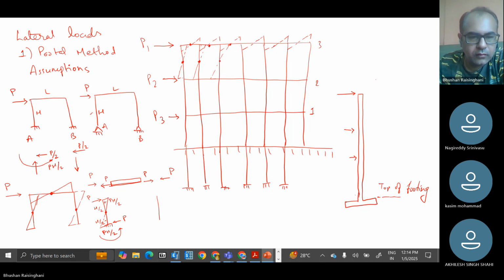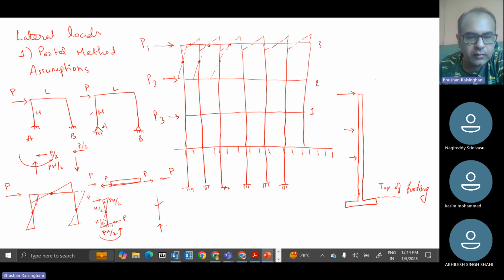Now, what is left is the vertical reaction. How will I get the vertical reaction in this? Up to this point, we have reached. The same will happen for this column. So now how will I get a vertical reaction in this particular element?